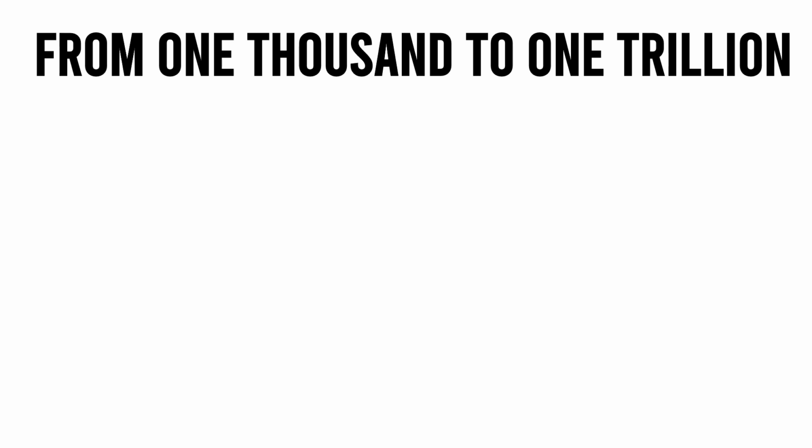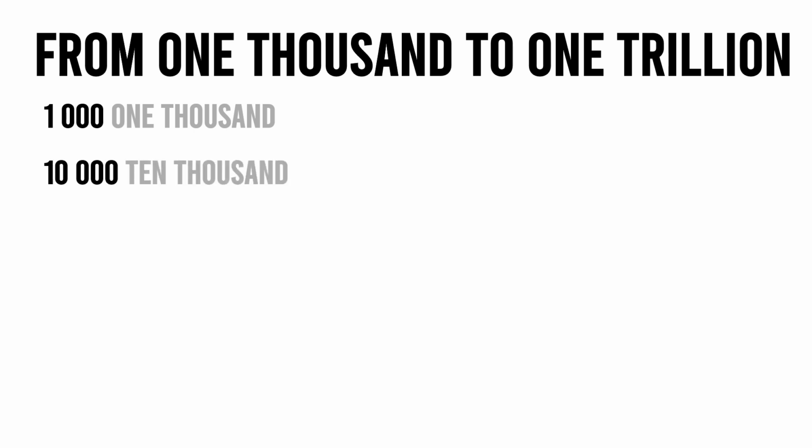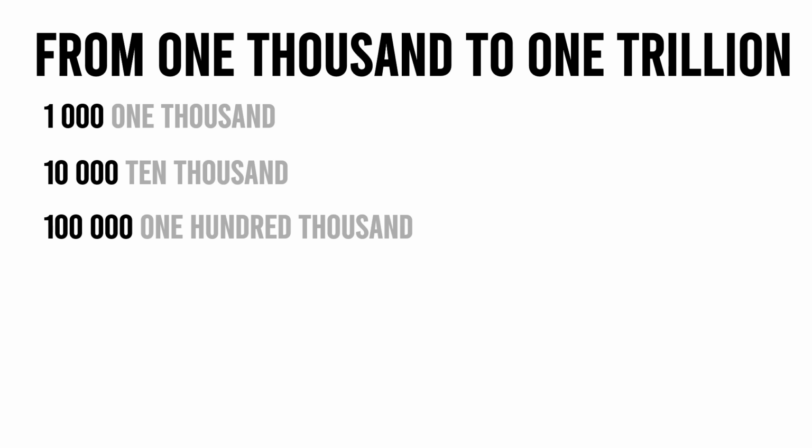From 1000 to 1 trillion. After 1000, if we add a 0, we get 10,000. And there are many numbers in between 1000 and 10,000, up to 9,999, and adding a 1, we get 10,000. After 10,000, if we add a 0, we get 100,000. If we add one more 0, we get a million.